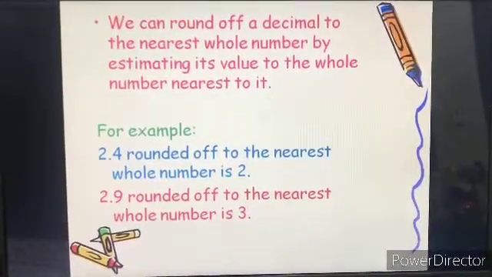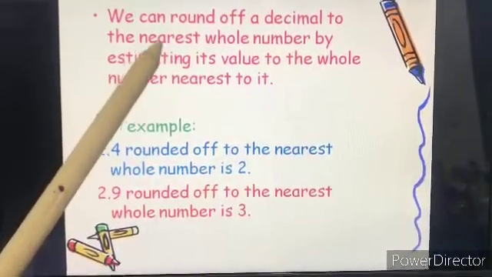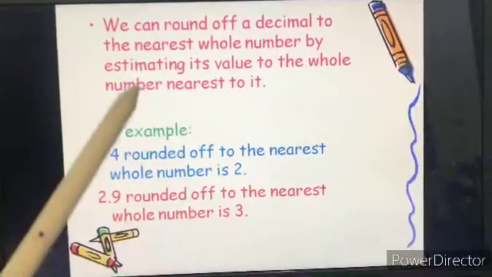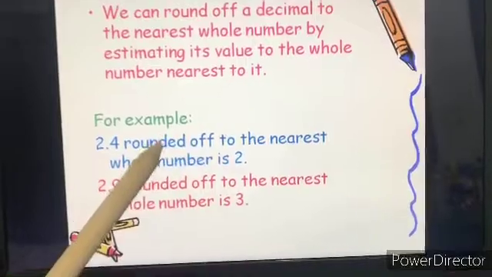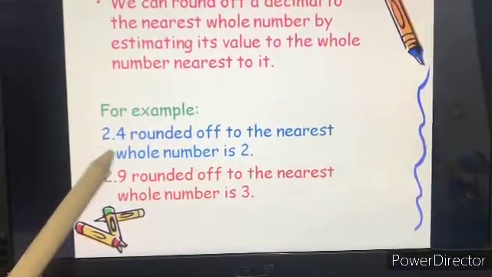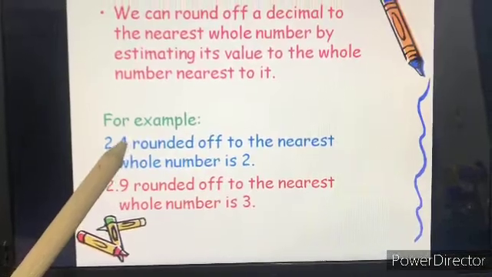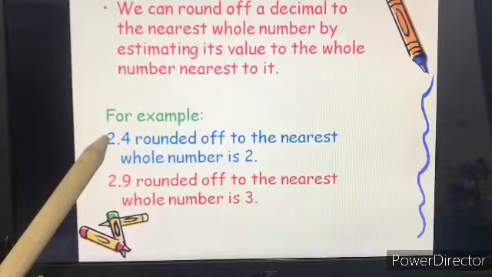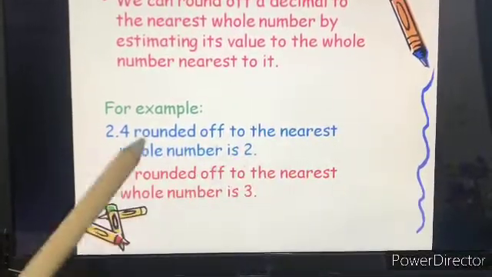So we can round off a decimal to the nearest whole number by estimating its value to the whole number nearest to it. For example, what is the estimated value of the nearest whole number? We will see the decimal part's value and we will round off the whole part, to the nearest whole number.